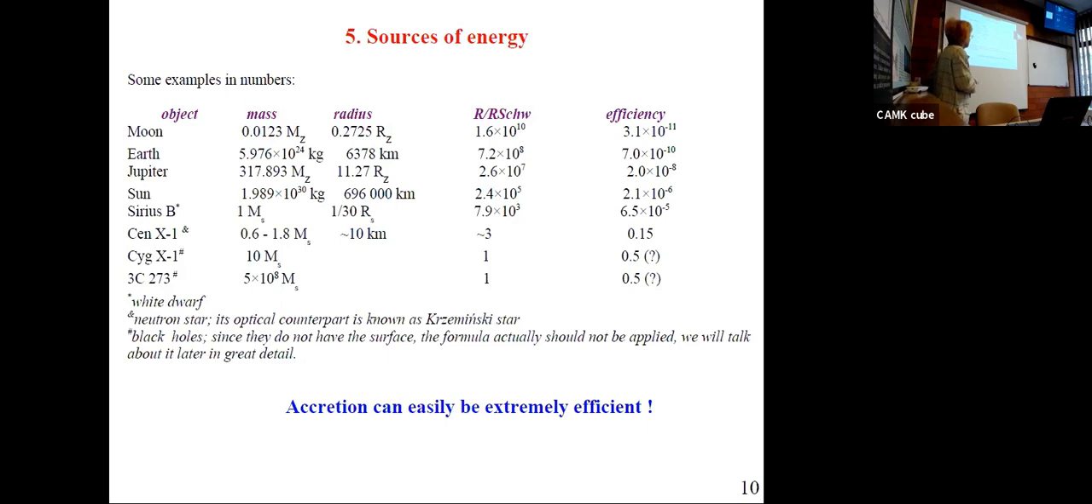So we see immediately that the most efficient accretors are actually neutron stars and black holes. White dwarfs are also kind of important, but there the nuclear burning at the surface is also important. I think the white dwarfs played a role historically because they were the first compact object discovered, essentially, right?